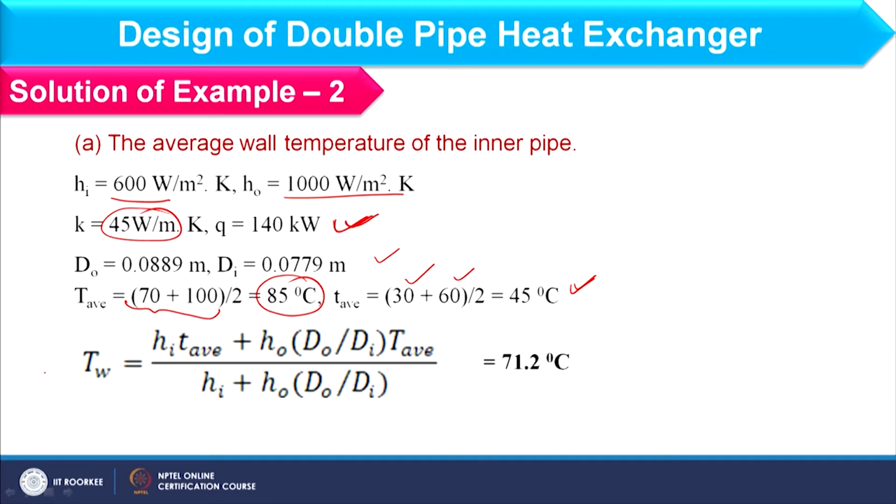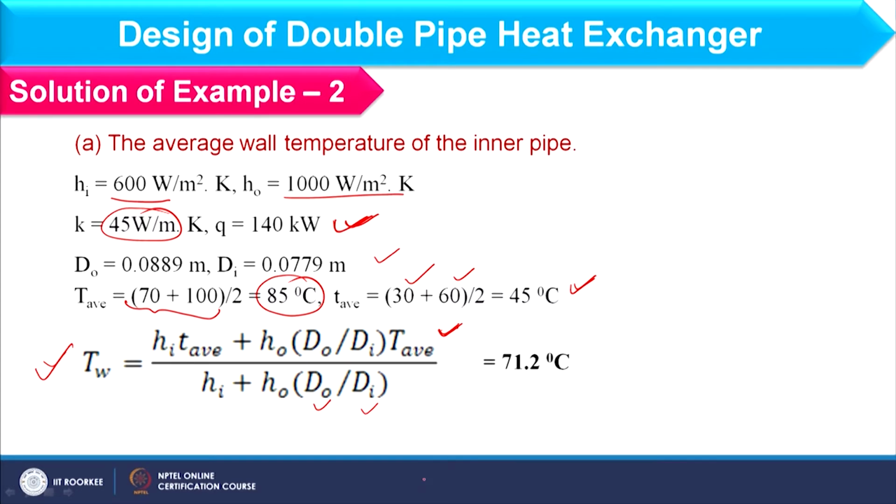So, this is the expression for wall temperature calculation, where HI, small t average, plus HO, DO by DI, and capital T average. All these values are known to you, and further we have to use HI, HO, DO and DI.